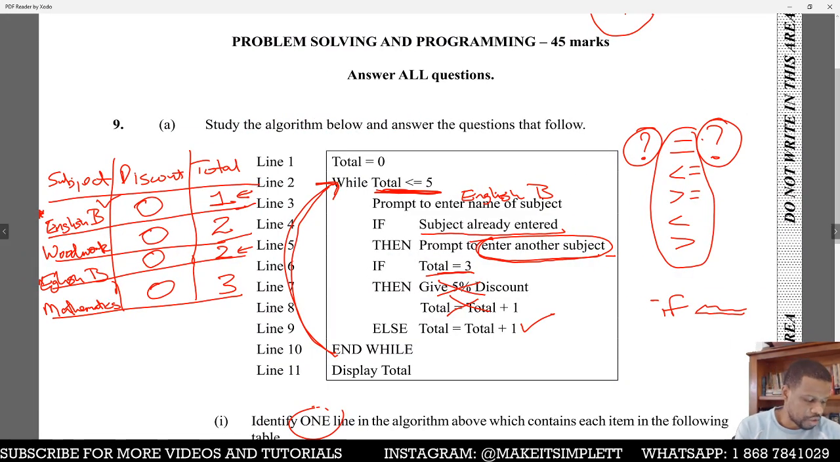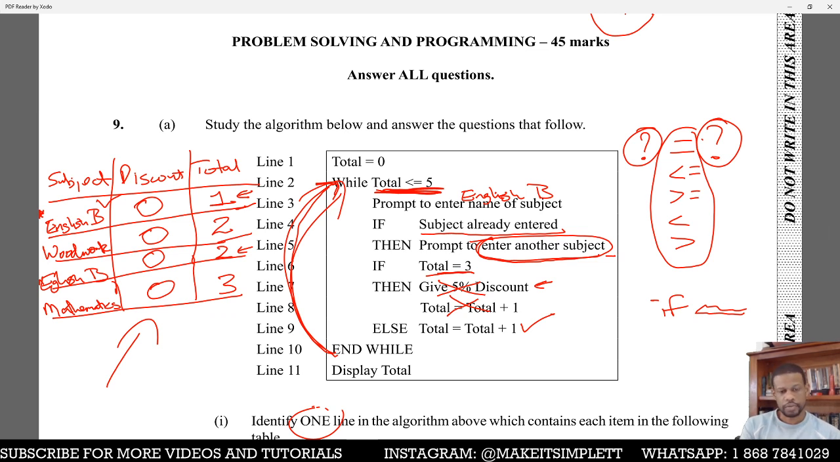The loop will actually run more and they will actually get more subjects and all that stuff. But the table that they gave us is just to fill up to mathematics. So the fact that this discount never happened is okay. If they told us to write a full trace table for it, we'd keep going until we get total equal to arms. But that's enough for now.